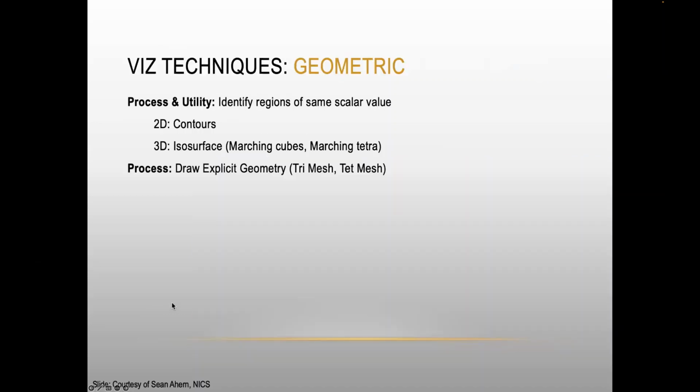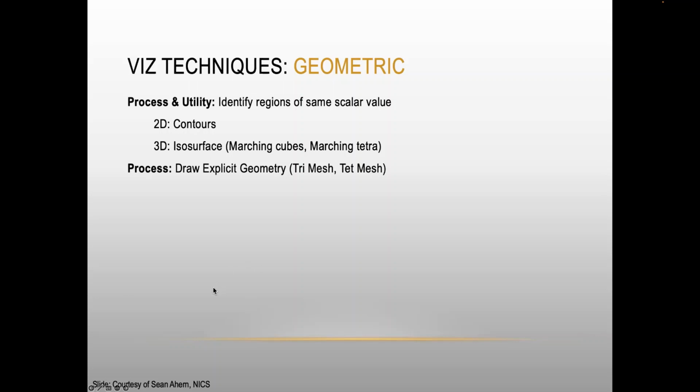The next technique is a geometric technique, and the idea is to identify regions with the same scalar value, or single value. The way to do that is, if you are working with two-dimensional data, you can draw contours onto that data. But if you are working with three-dimensional data, you can create isosurfaces. And isosurfaces are nothing but contours in 3 dimensions. The word isosurface is a conjugate of iso, meaning same, and surface. So a surface of a constant value is an isosurface.